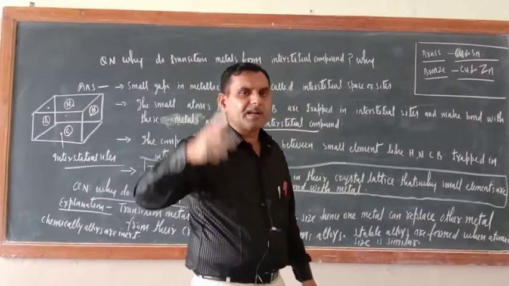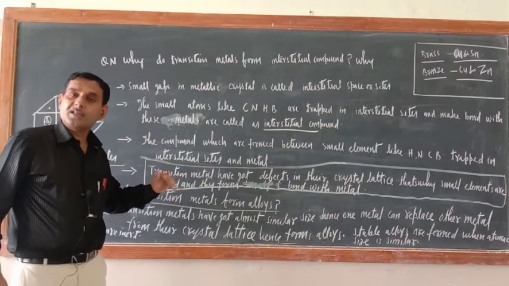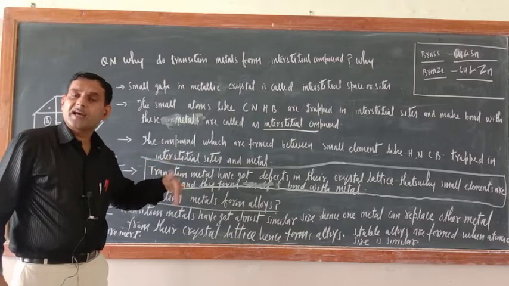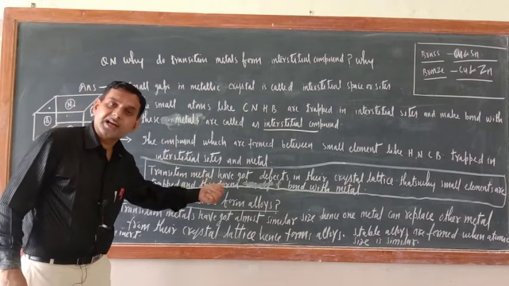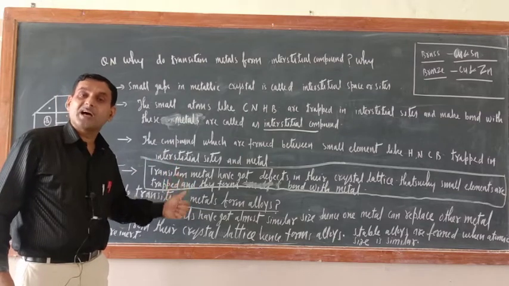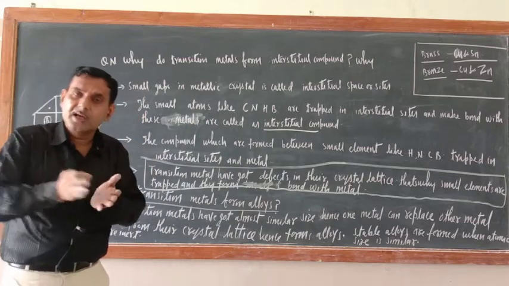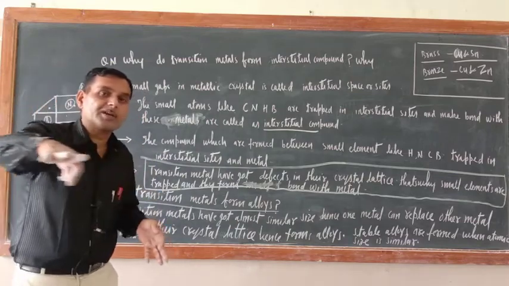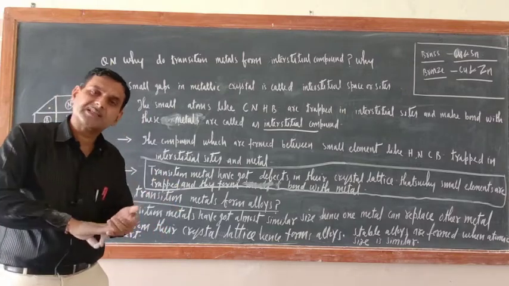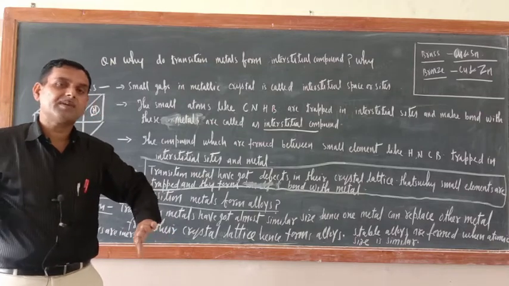In transition metals, what is happening? All have a similar atomic size, so one metal can be replaced by another metal in the crystal lattice. This is the only reason why transition metals form alloys easily, because alloys are homogeneous mixtures. So all metals should be equally distributed, and this is only possible when their atomic size is similar. If dissimilar size is there, one metal will not be replaced by another metal.